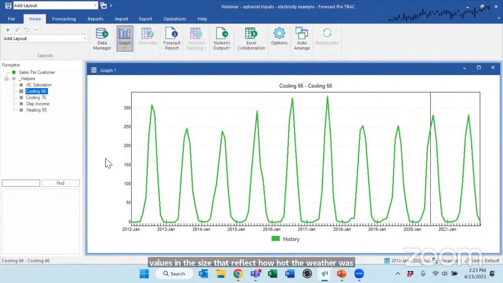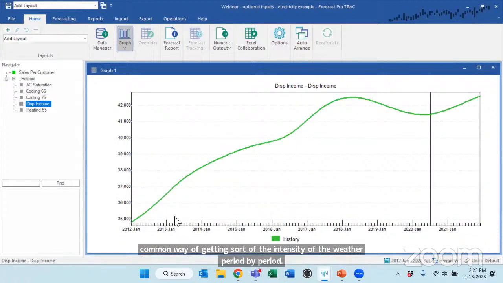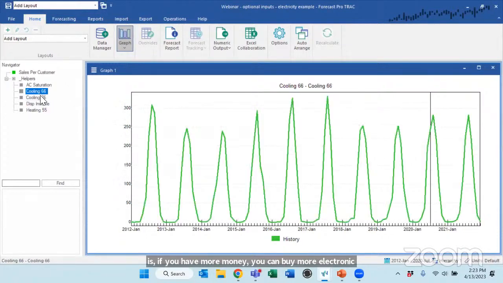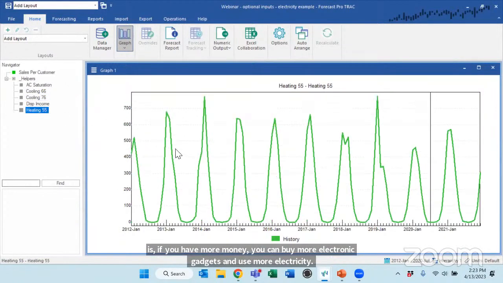So again, there's a lot written on that. If this is of interest to individuals attending the webinar, by all means, look into it. But it's a pretty common way of getting the intensity of the weather period by period. I also have disposable income. I guess the concept here is if you have more money, you can buy more electronic gadgets and use more electricity. But the weather variables are really the important ones here.